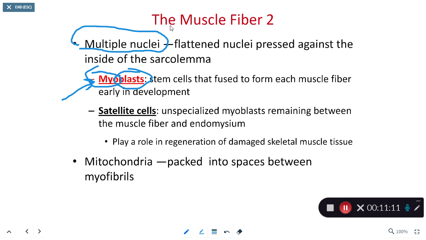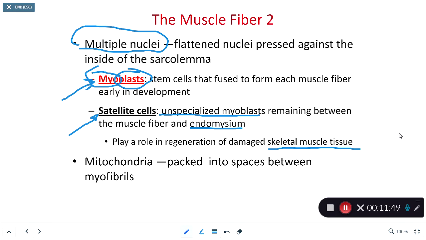These are multipotent or adult stem cells that fuse together end to end to form a very long skeletal muscle fiber. We're also going to have satellite cells, and these satellite cells are unspecialized myoblasts that are going to remain within the endomysium, and this is going to give us a small ability to regenerate skeletal muscle tissue. As we age, we rapidly lose these satellite cells. Young children that have major damage to their skeletal muscle tissue can oftentimes regenerate and recover from that very quickly.